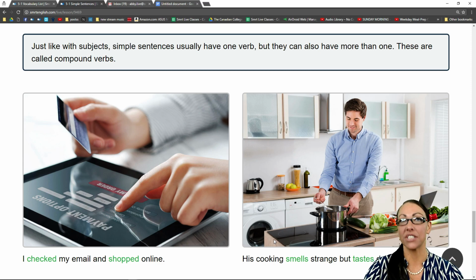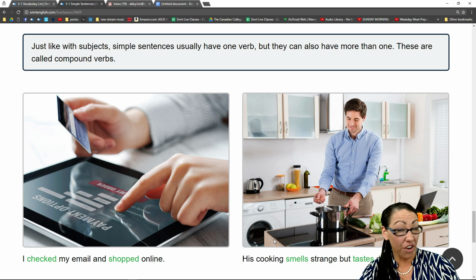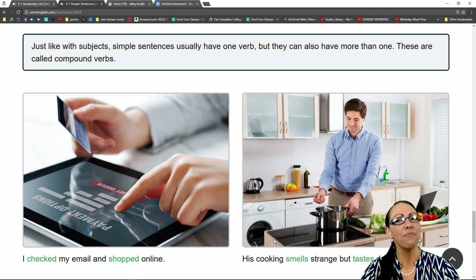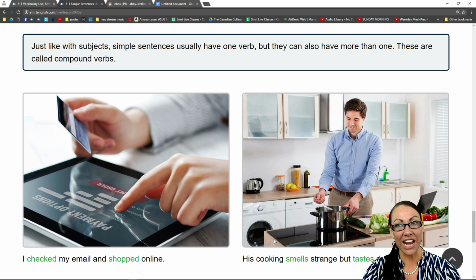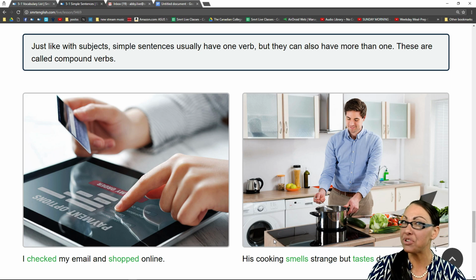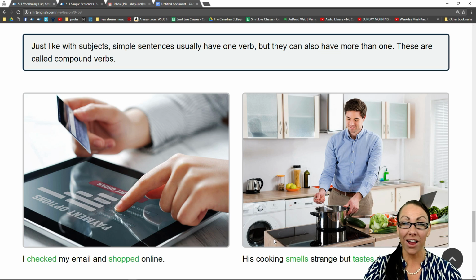So just like with subjects, simple sentences usually have one verb, but they can have more than one. Right? Looking at our examples, these are called compound verbs. So if we have more than one subject in our simple sentence, that would be compound subjects. More than one verb or action or state in the same way would be called compound verbs. Let's look at our examples.